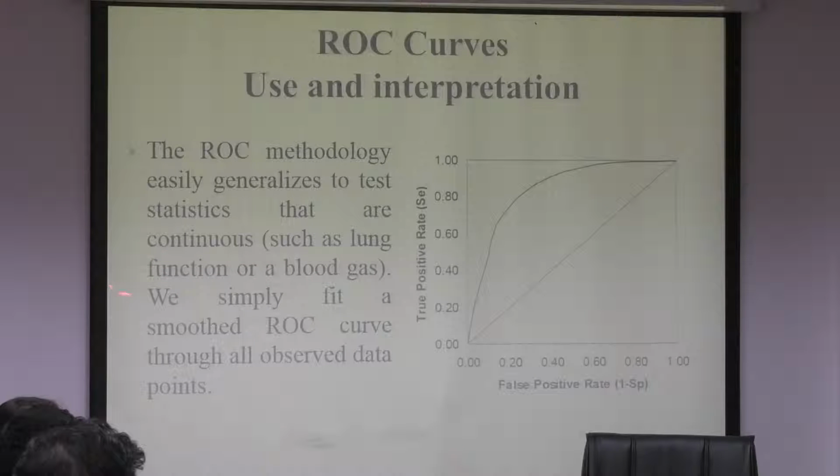Now, the ROC methodology easily generalizes to test statistics that are continuous, such as lung function or a blood gas or a glucose level or whatever. We simply fit a smooth ROC curve through all observed data points. In the previous example, it was 1 point, 2 point, 3 point, 4, 5, and 6, because we had only 6 points, right? 5 risk factors. Now, sometimes we might have a continuous one, so we might plot hundreds or thousands of different cutoff points and the sensitivities and specificities for these cutoff points, right? Not only 4 or 5 cutoff points, but maybe thousands of cutoff points.